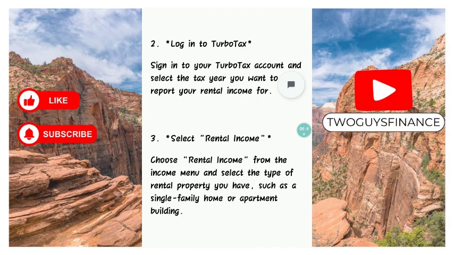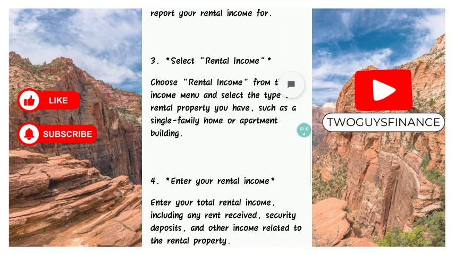Our next step is going to be to choose rental income from the income menu and then select the type of rental property that you have, such as a single family home, or it could be an apartment building. Next, just enter your total rental income, including any rent received, as well as security deposits and other income related to the rental property.